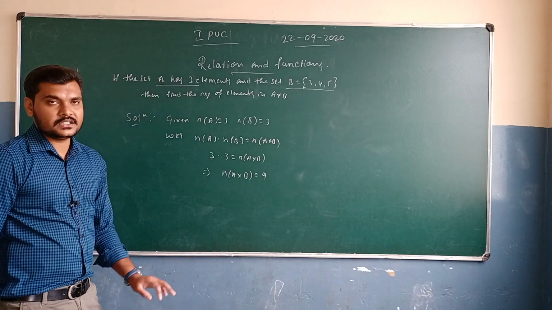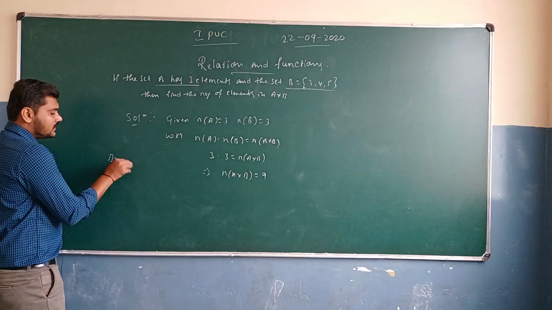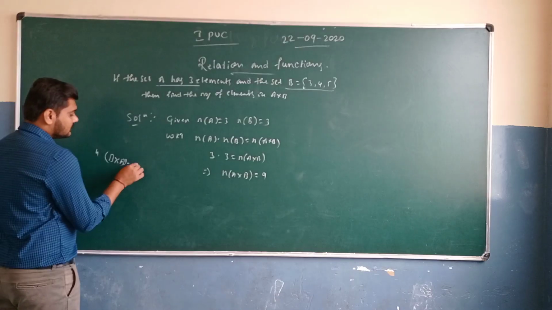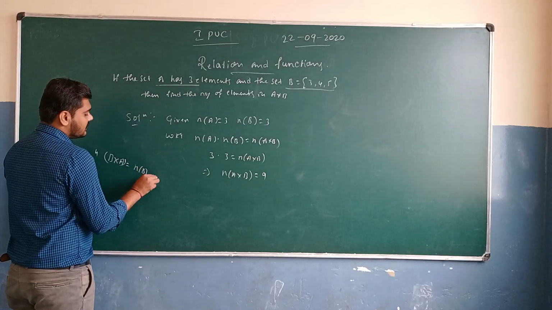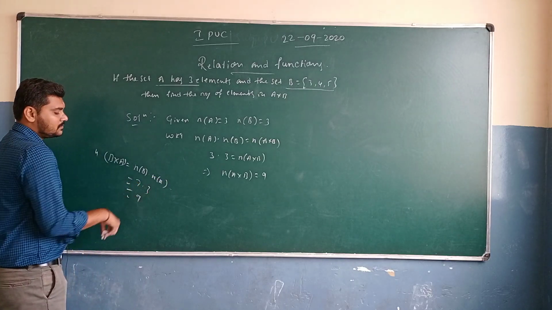What about B cross A? How many elements will be there in B cross A? What's going to be the n of B cross A? It's going to be similar. That's going to be n of B into n of A, that's going to be 3 into 3. So that's going to be 9.